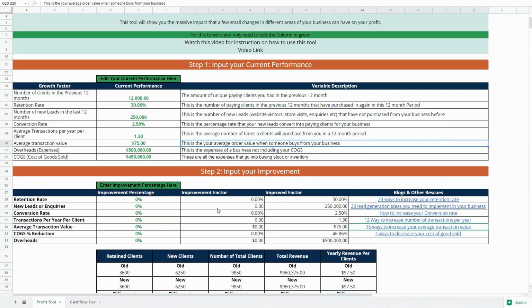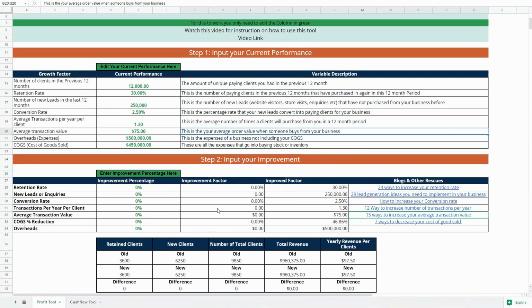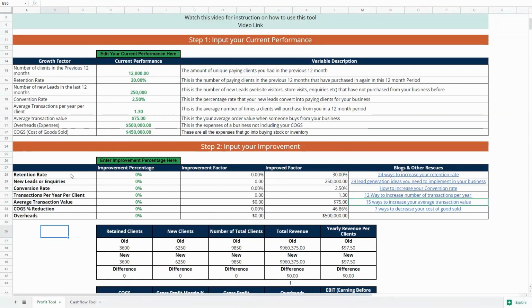They are retention rate, leads and inquiries, conversion rate, transactions per year, average transaction value, your cost of goods sold, and your overheads. Each one of these areas contributes to the bottom line of your business. So what this tool does is it looks at each one of these areas and says, if we improve this by a certain amount, let's take retention rate, if we improve retention rate by 10%, what does it actually mean? If you improve by 10%, it means you'll be increasing your retention rate by 3%, which obviously takes it from 30 to 33%.